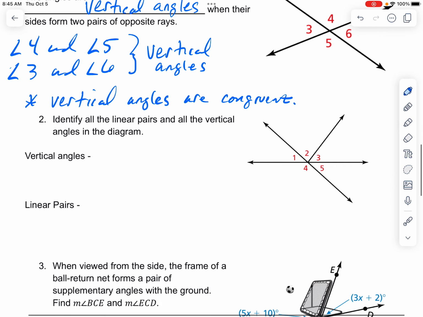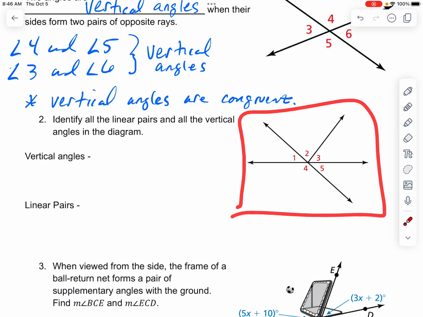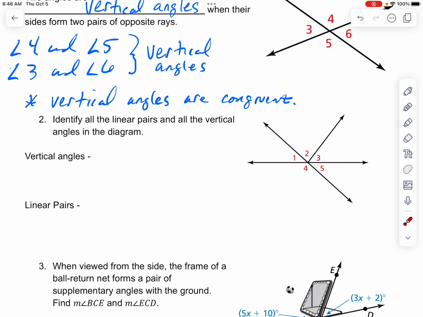Okay, so number 2, again, this is a try it on your own. Look for any pairs of vertical angles in the diagram here to the right, and any linear pairs. So pause and try that on your own. Okay, the pair of vertical angles, there is only one in this diagram. Students make a lot of mistakes here. Remember, we're looking for the X. So this is where we have our X, and the pair that are across from each other are angle 1 and angle 5.